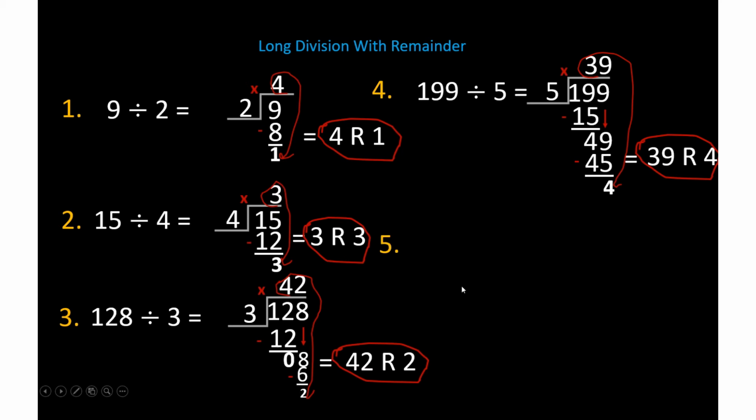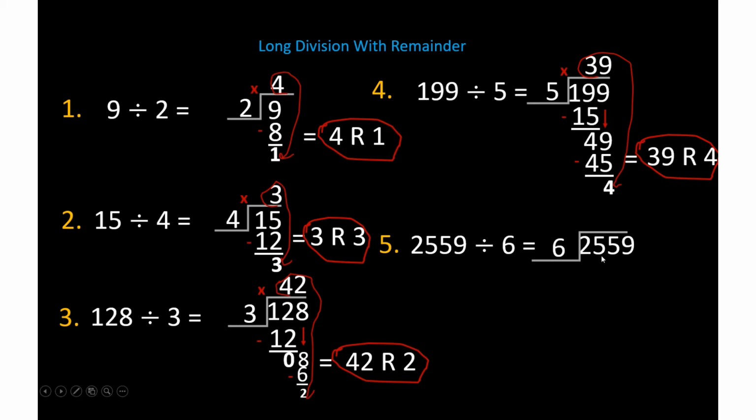Next example, we have 2559 divided by 6. We draw our long division sign, our dividend, we write it in here, 2559. Our divisor, we write it out here, 6. We start dividing. 2 divided by 6. How many 6s are there in 2? It can't go because 2 is way small.